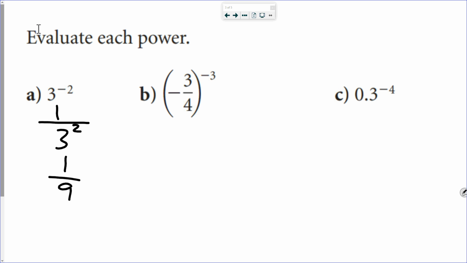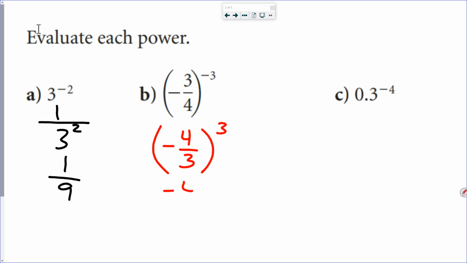So now they switch it up a little bit with the example B here. We have a fraction, we have a negative fraction. So we have negative 3/4 to the negative 3 power. So the first thing we have to do is take the reciprocal. Right? So we've dealt with the negative sign on the exponent by taking the reciprocal. Now we have to apply the third power.